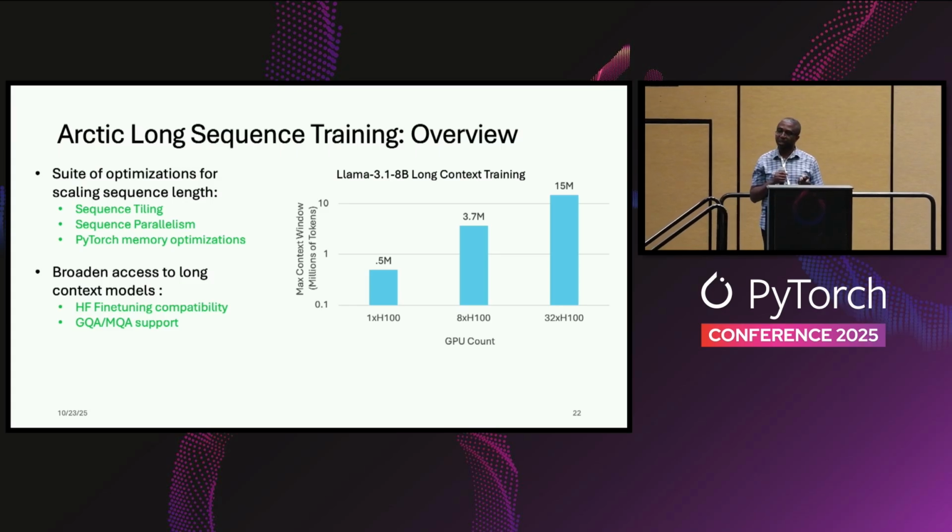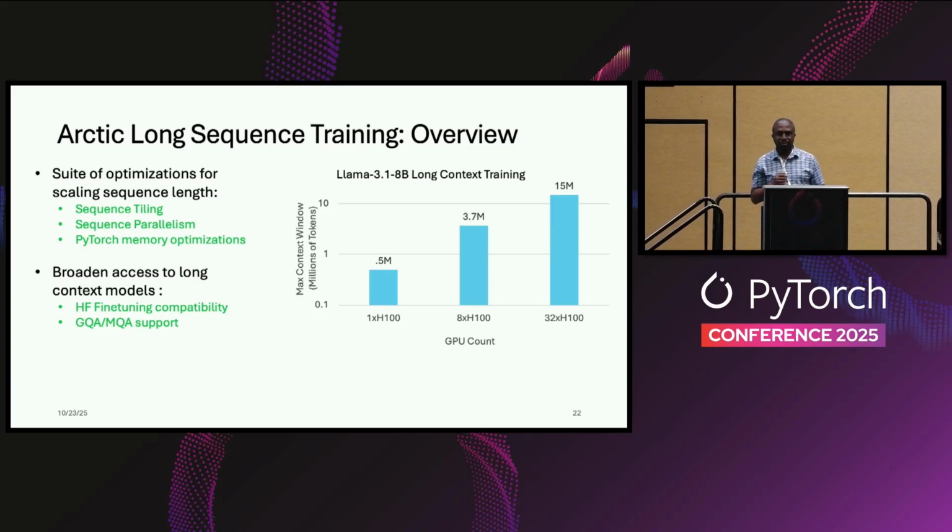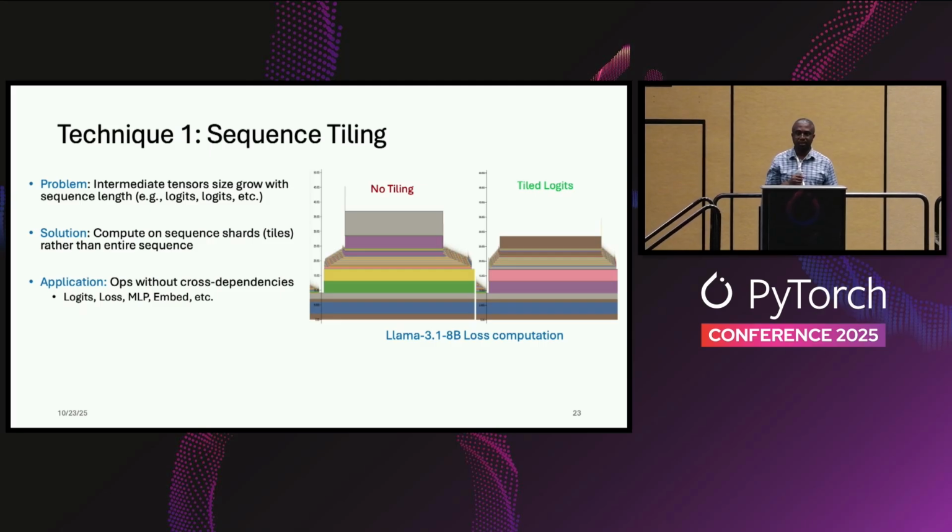And so here I'm just showing that with all of these techniques on a single GPU, we've been able to increase your context window from 32K to 500,000 tokens. And you can also see that as we add more GPUs, we're actually linearly scaling your context window. So let me talk a little bit about the optimizations here, just briefly.